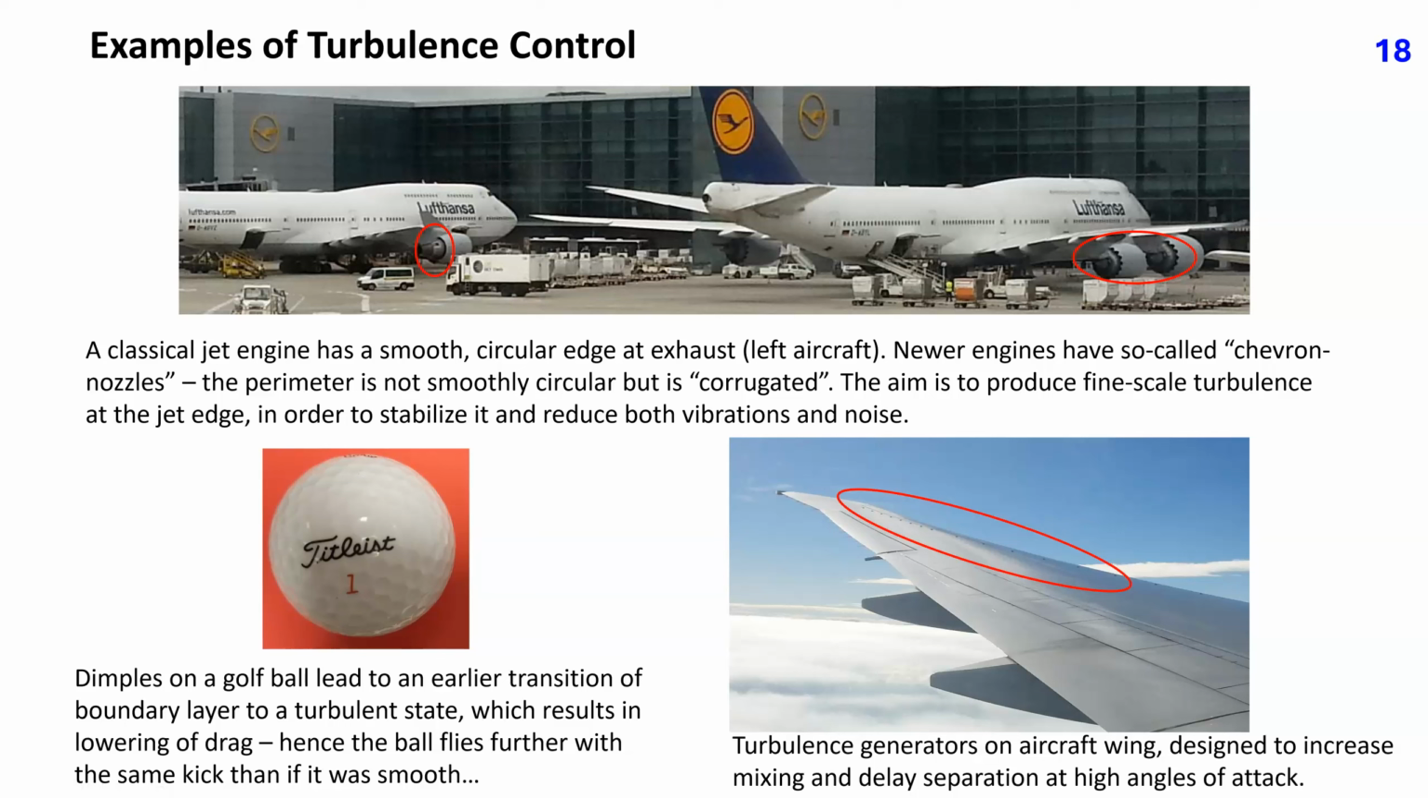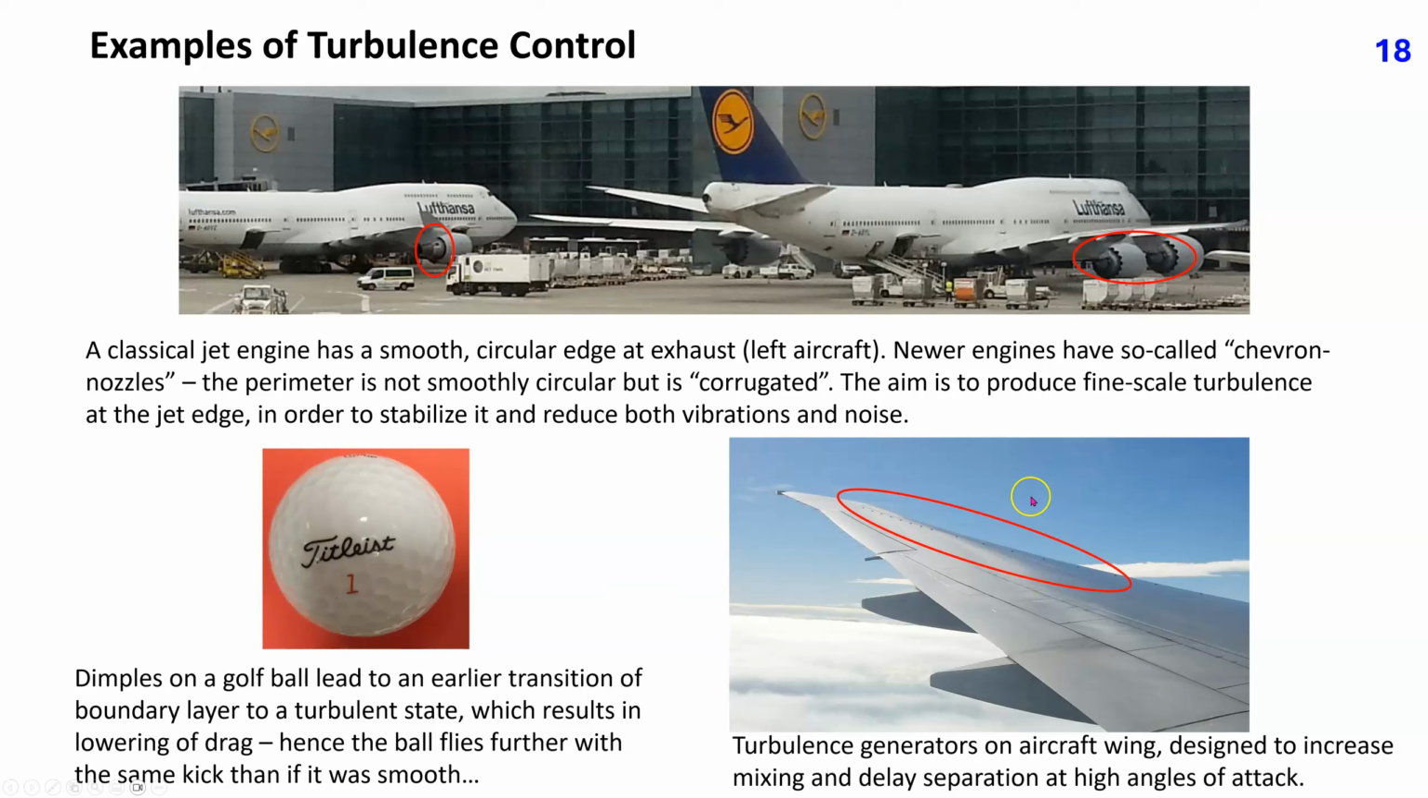vibrations and noise. Dimples on a golf ball lead to transition of boundary layer to a turbulent state at a much lower Reynolds number than for a smooth sphere. This results in a postponed separation, smaller recirculation in the wake, and a lower drag. Thus, with the same kick, the ball flies further than if it was smooth.